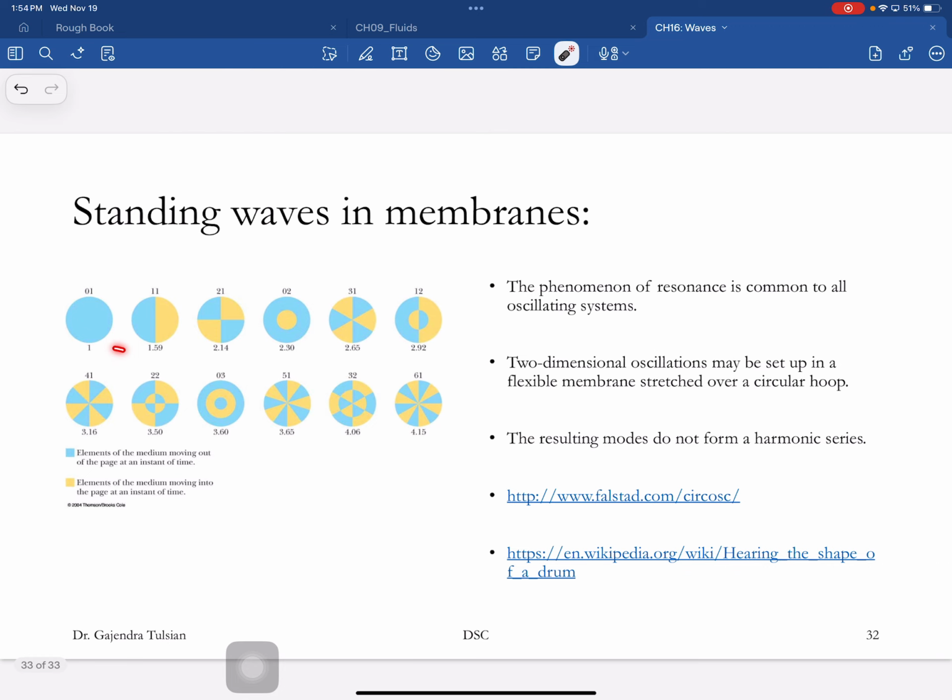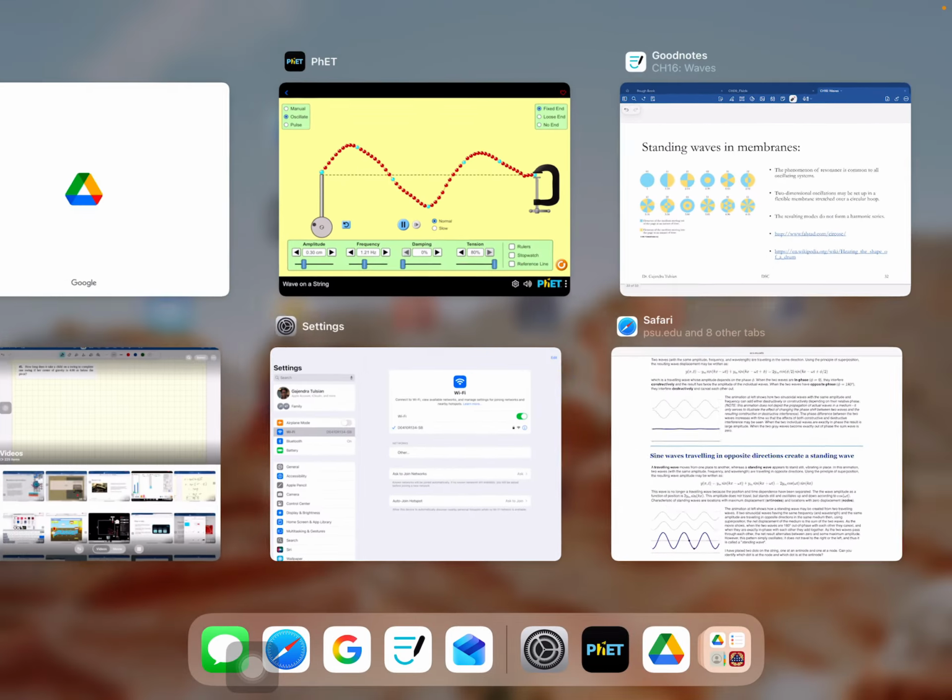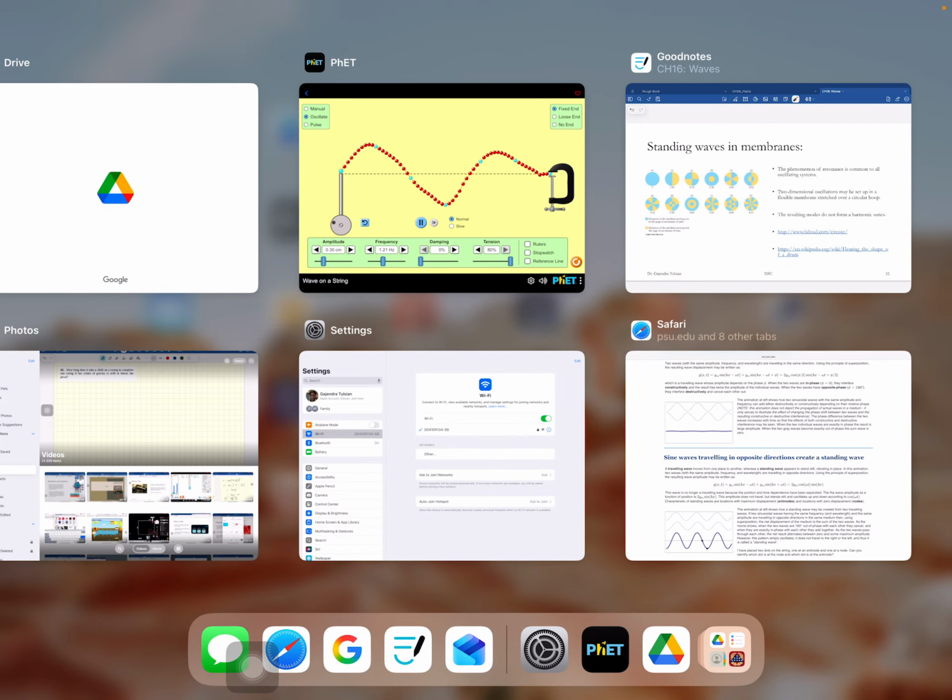Look at this. Here's a drum head, and I'll show you how a drum head vibrates. The second higher frequency is not an integer multiple of the lowest frequency. It's 1.59 times the lowest frequency. So see all these higher frequencies, they're not integer multiples of the lowest frequency. So they don't form a harmonic series. Okay, so let's look at how a drum head vibrates.